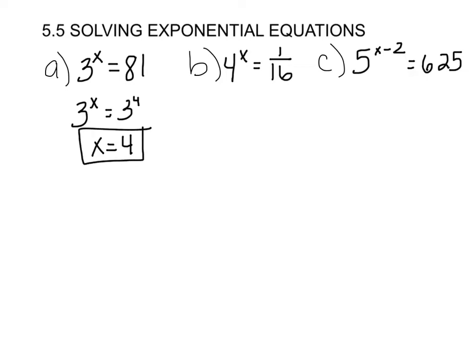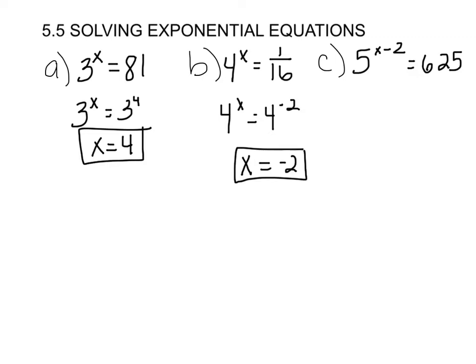Part B, 4 to the x power equals 1/16. 4 to the x equals, we want to rewrite 1/16 as a base of 4. Because the fraction is flipped, we know it has to be a negative power. And 4 to what power gives you 16? It'd be 2. So we know x would equal -2.